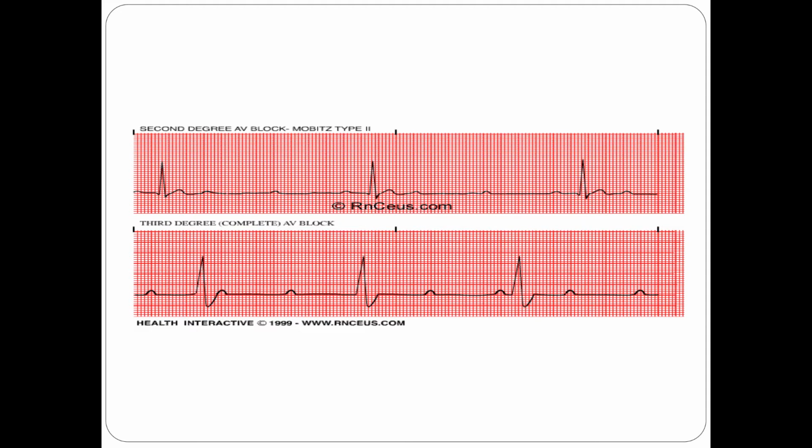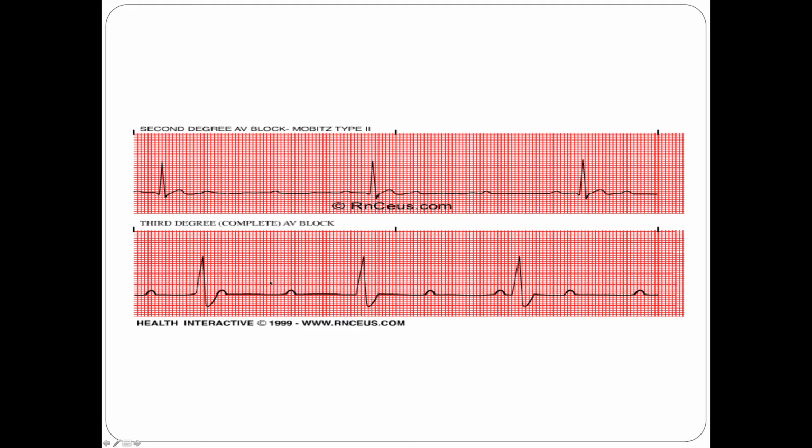Here's a second degree block, Mobitz 2. All right, so your Mobitz 2, you see you have 2 P waves. We have 3-to-1 conduction. So we have 3 P waves, and we are only conducting one complex.